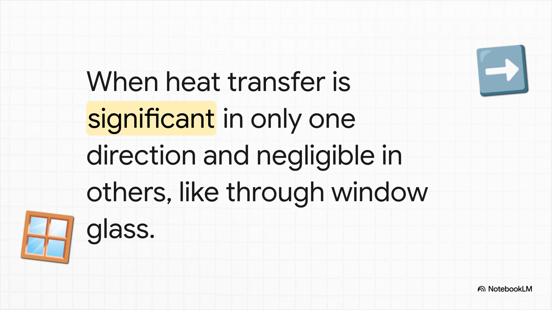You can do it whenever the heat is flowing overwhelmingly in just one direction. A perfect example is a window pane on a cold day. Almost all the heat is moving straight through the glass, from the warm room to the cold outside. Sure, a tiny bit of heat might move sideways along the glass, but it's so small compared to the flow going straight through that we can just ignore it. And that makes our lives so much easier.